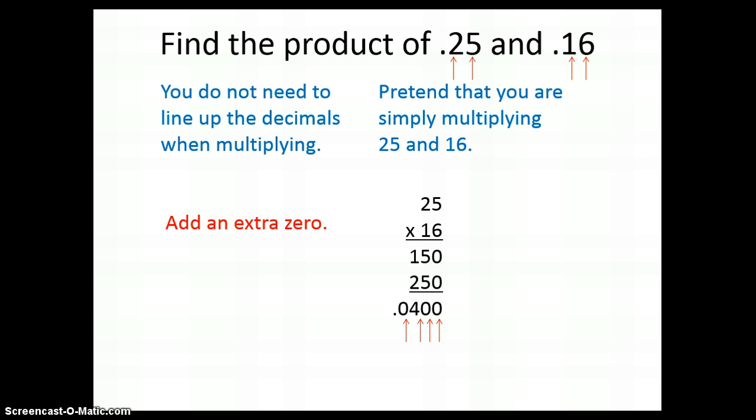Now I can put my decimal point in, and I get 400 ten-thousandths, or I can simply say 4 hundredths as my answer.